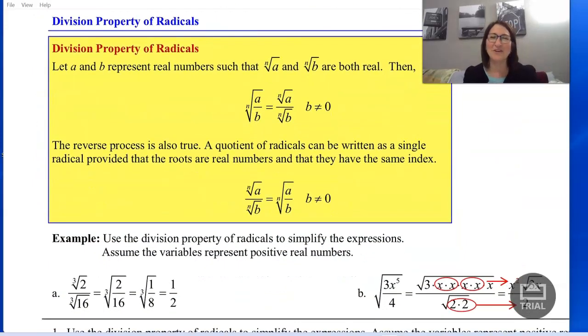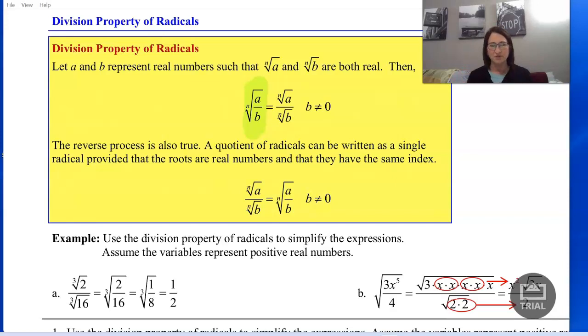So we've been using this division property of radicals for a little while. It's just made things easier for us. And all that's saying is when you've got a fraction underneath your radical, you can just pull it apart and create two radicals. One in the numerator with that same index, and then in the denominator, same index. Sometimes that makes it easier for us to simplify.